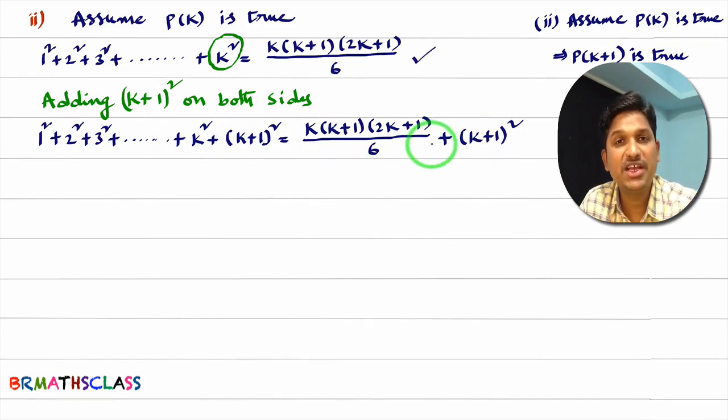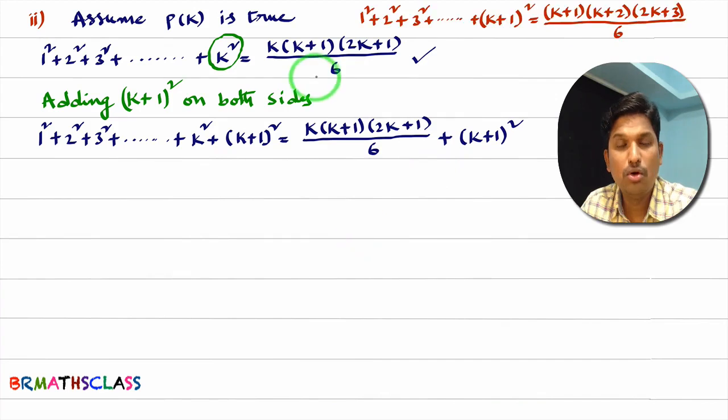Actually, what is our intention? After assuming P of k is true, we are trying to prove that P of k plus 1 is true. I'll write what is P of k plus 1 at the margin. You see this statement. What is this? P of k plus 1. Actually, what is our intention? We are trying to prove P of k plus 1 is true. So, after adding a particular term on both sides, whatever you will get here, that is LHS of P of k plus 1.